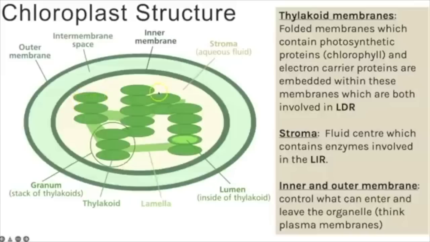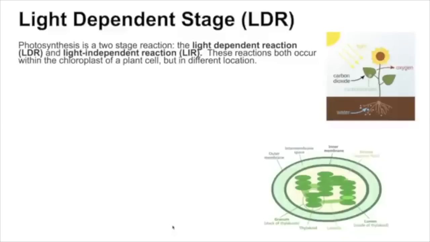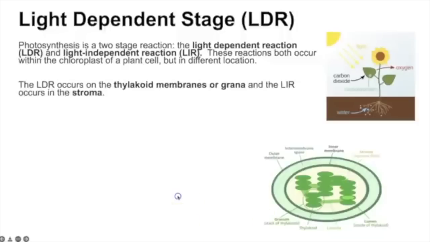The fluid part in the centre is called the stroma, and that's where the light-independent reactions happen, and you have lots of enzymes there for those. And then we have the inner and outer membranes as well, which are controlling what can enter and exit. Photosynthesis is a two-stage reaction. We have the light-dependent and the light-independent reactions. And the light-dependent reactions happen first, and as the name suggests, it requires light. This happens on the thylakoid membrane, or you could call that the granum.